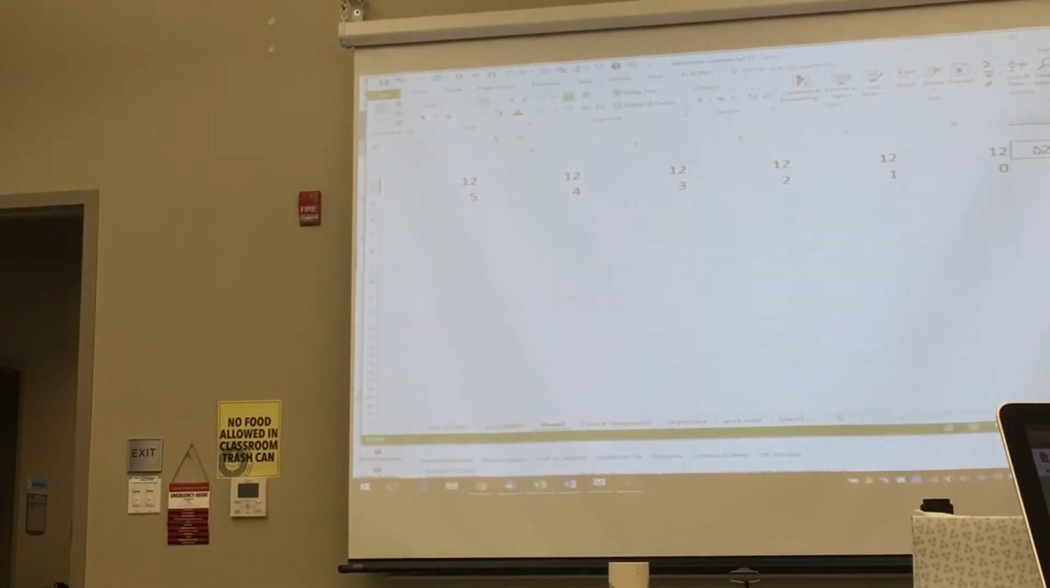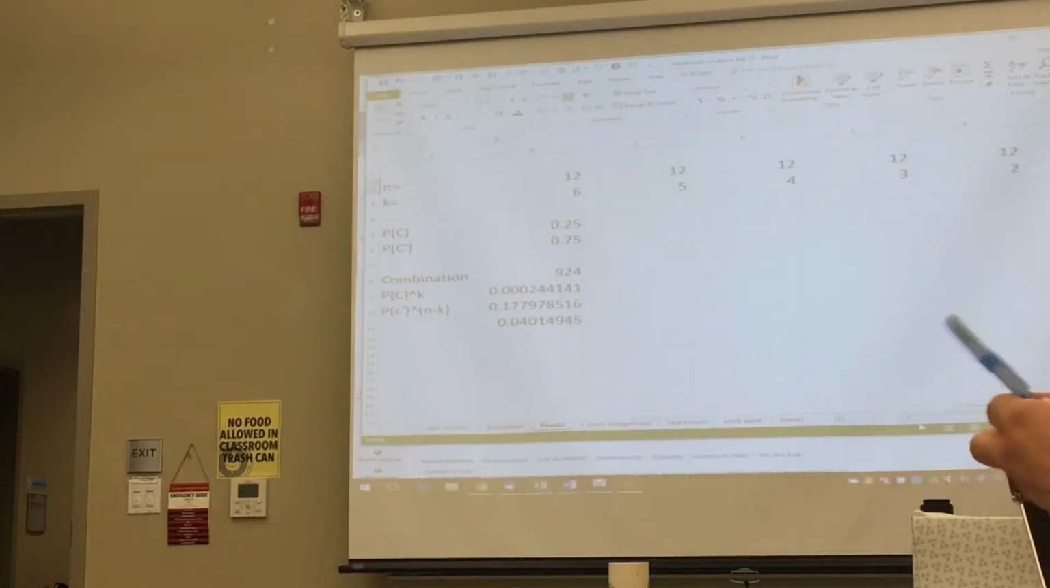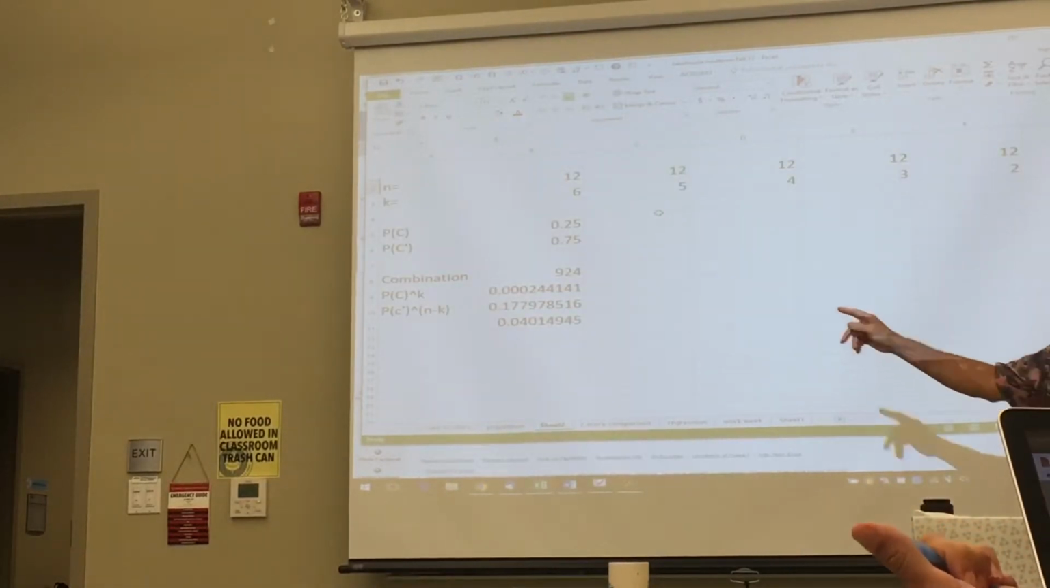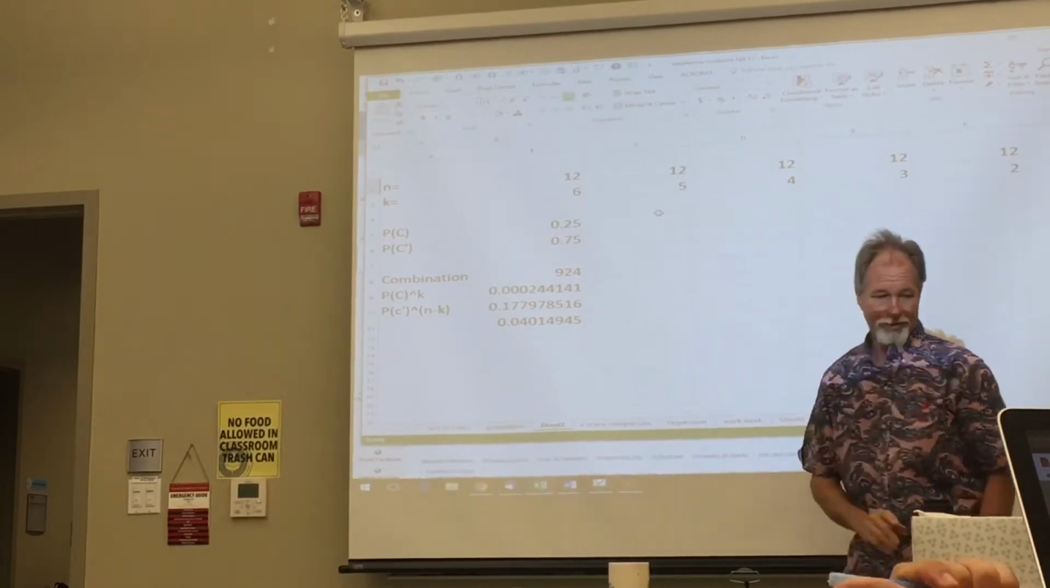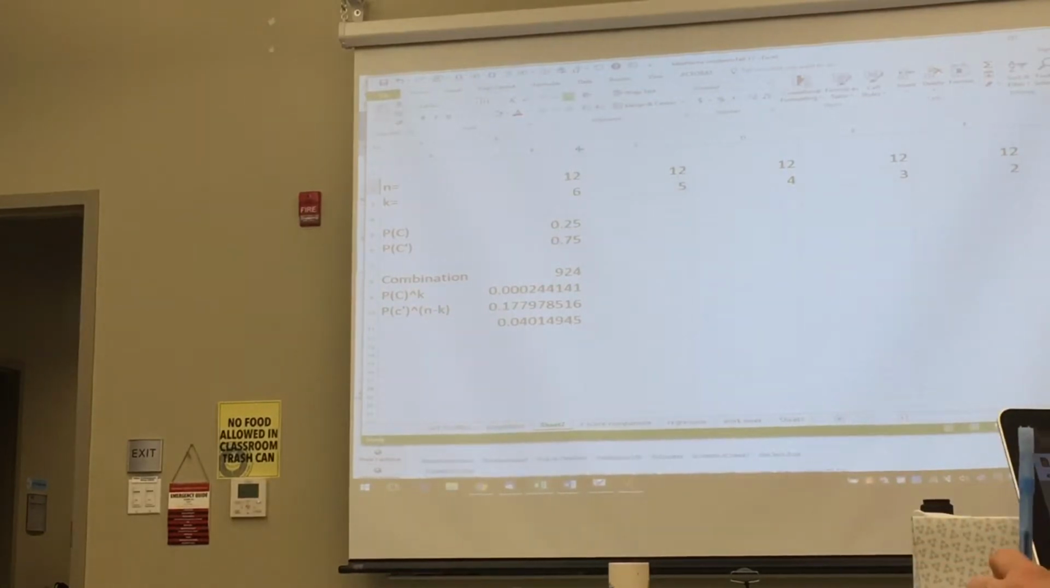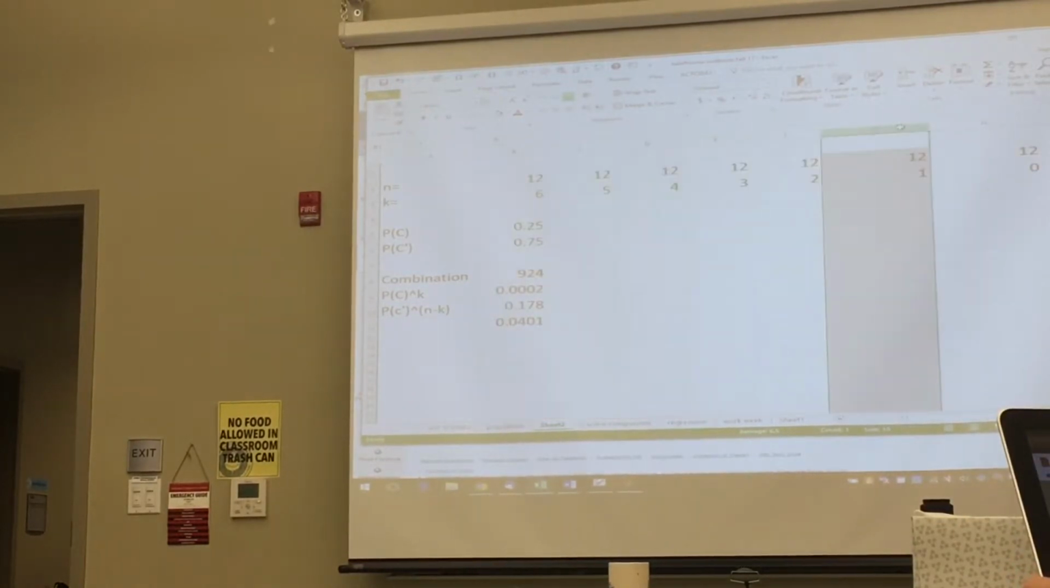And I don't need these. I went too far. So my K just keeps getting smaller. Now I'm going to take this and let's see if I can squeeze this onto one screen.